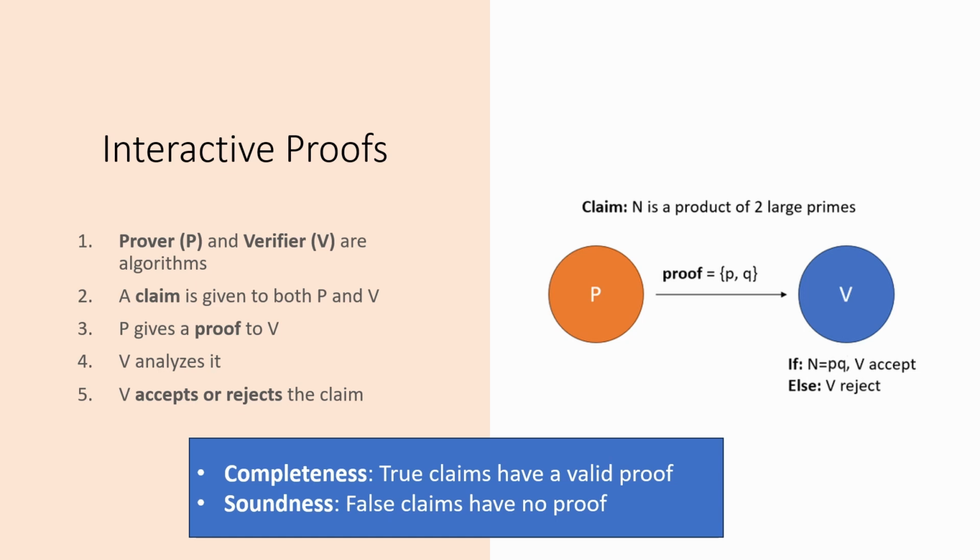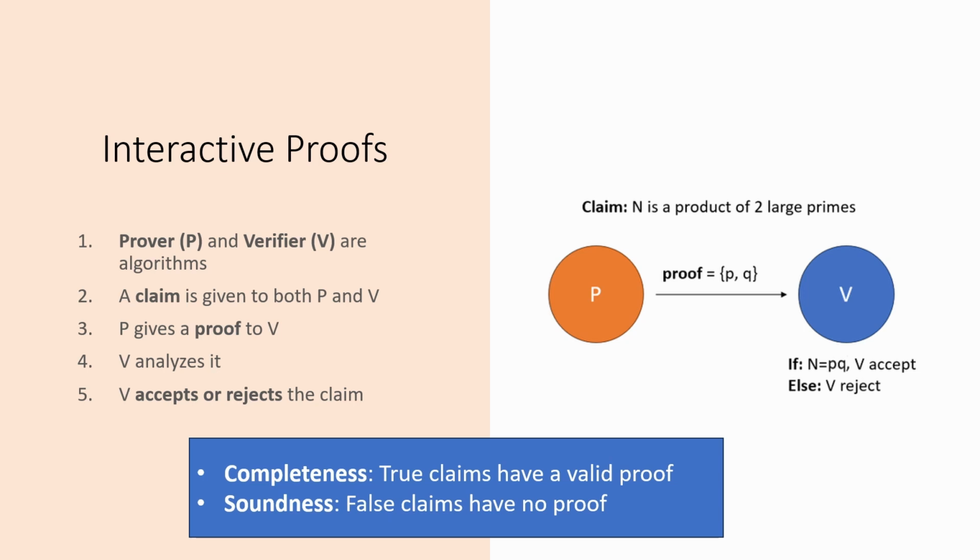This means that if a claim is false, then there's nothing a prover can do to convince the verifier to accept. In our example, the claim that n is the product of two large primes satisfied these properties. Completeness is satisfied because if the claim is true, the prover can always give the verifier the two primes that multiply and equal n, and the verifier will always accept.